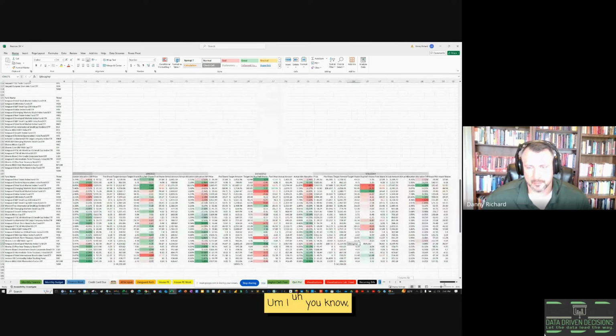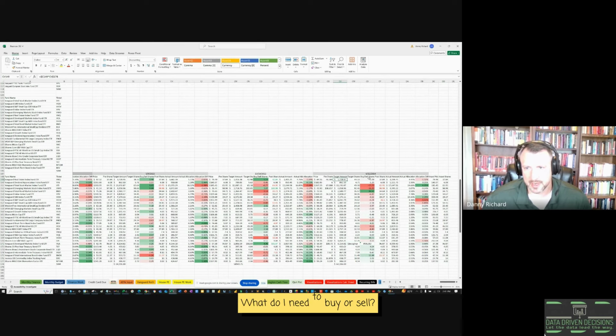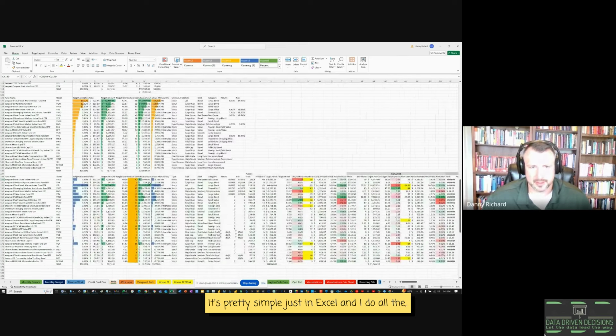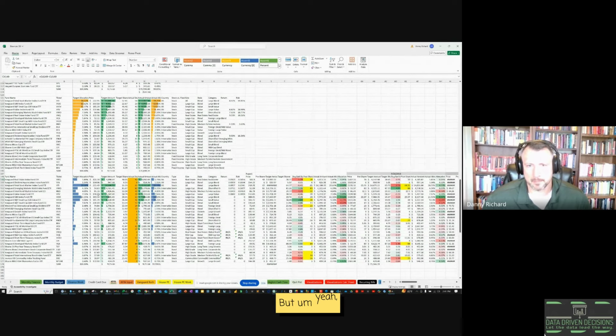I just find the price, find out how many shares I got, and then the calculator does the rest to say what's the target amount, what's the target shares, what do I need to buy or sell. So right here I need to sell 2.29. This is how I rearrange the portfolio. It's pretty simple, just in Excel. I do most of my trading in Vanguard, but I have plenty of other accounts that don't have much money in them, just because I bought a house. But it's nice to have a good plan such as this.